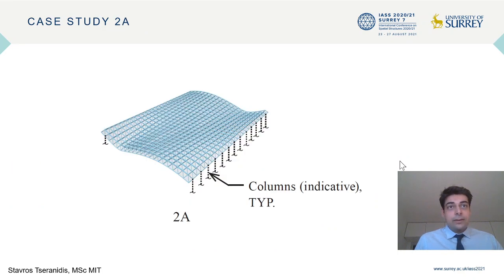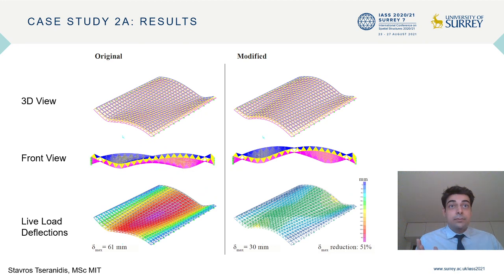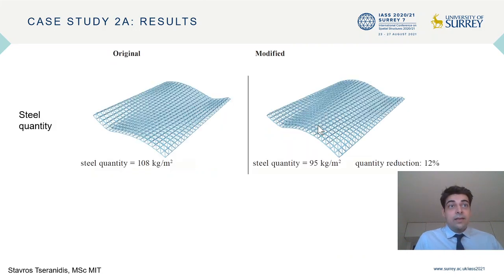Now, for the first case, it's this shape, and you can see again the comparison between the original and modified structures. Again, you can see a dramatic decrease in the maximum deflection of 51%, while you can see even from the top view that the form remains at first glance very similar, which is the intent of this methodology. The steel quantity also gets reduced in this case by 12%.